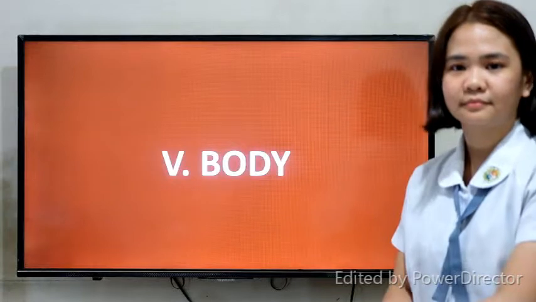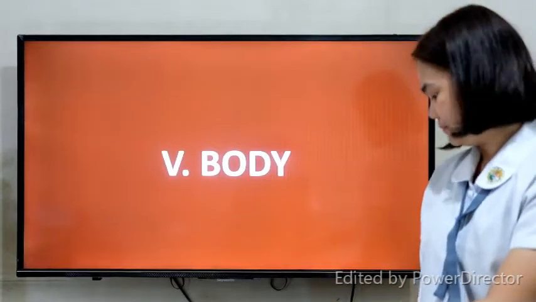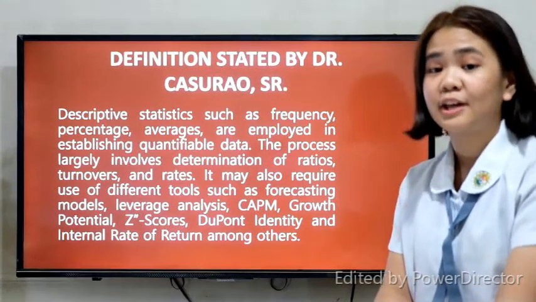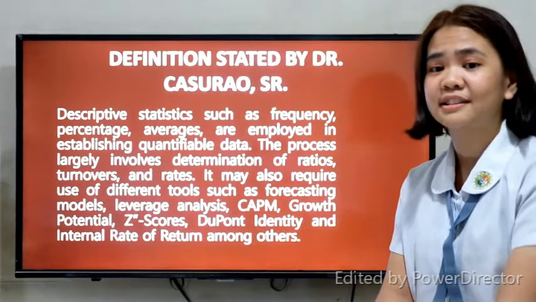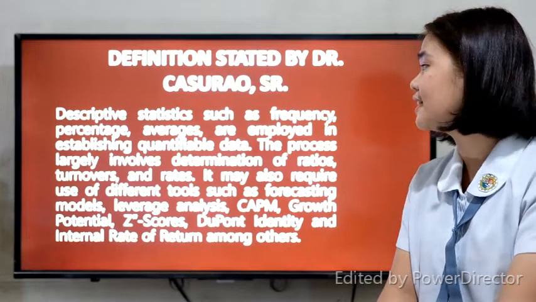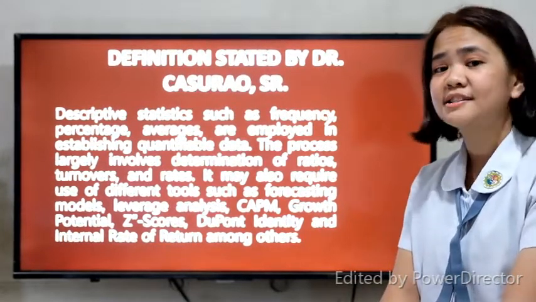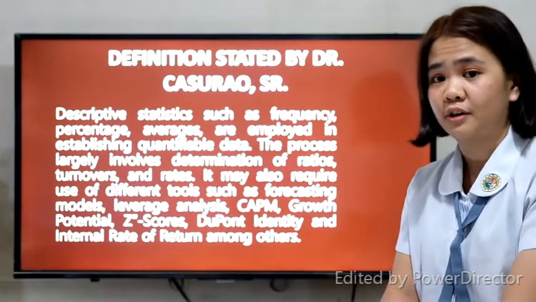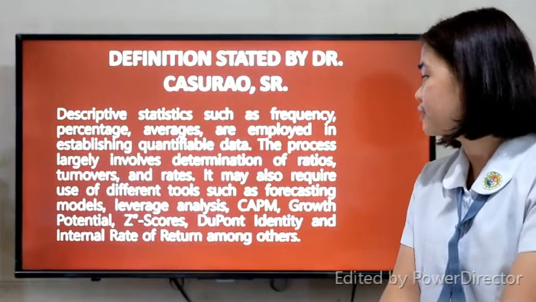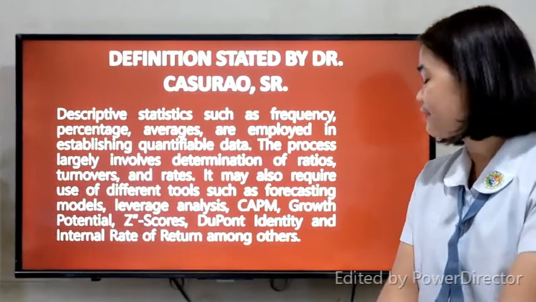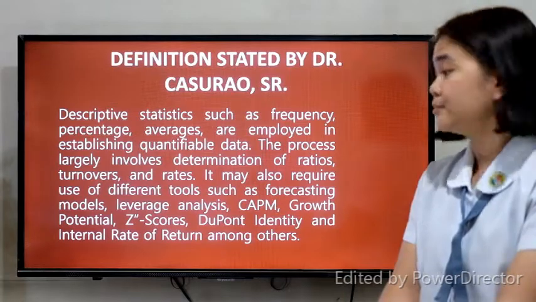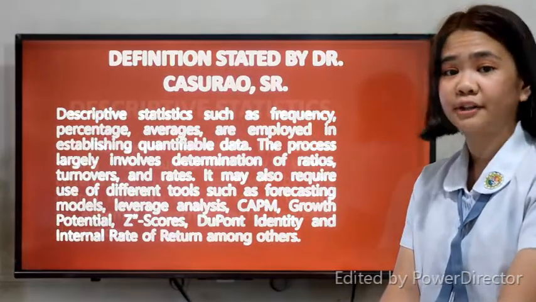the data gathered. So now, as for the body, the definition stated by Dr. Kasurao under the statistical tools and tools for financial analysis: descriptive statistics such as frequency, percentages, and average are employed in establishing the quantifiable data. The process largely involves the determination of ratios, turnovers, and rates, and it also requires the use of different tools such as the forecasting models, leverage analysis, capital asset pricing model, growth potential, the Z double prime scores, DuPont identity, and internal rate of return, among others.